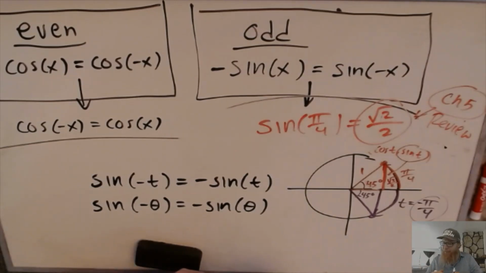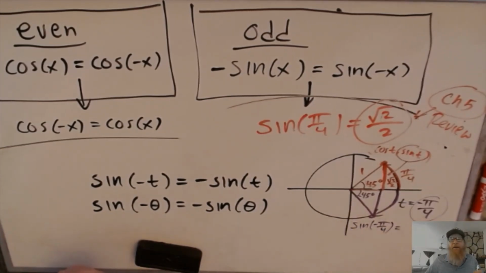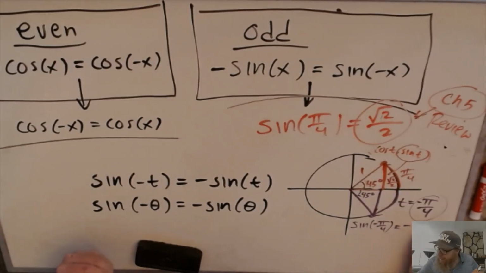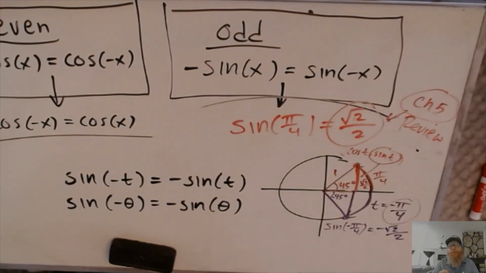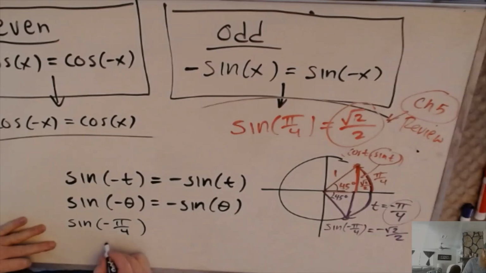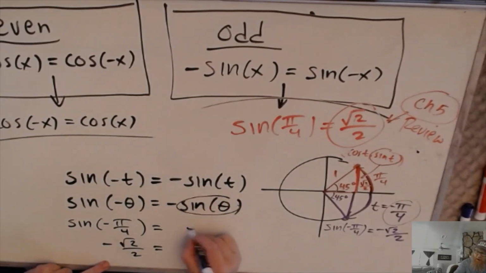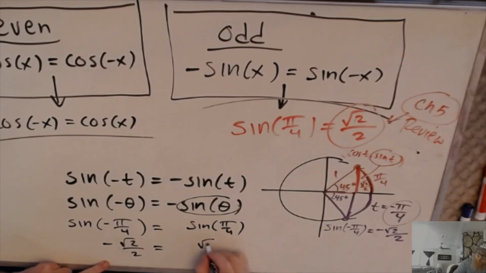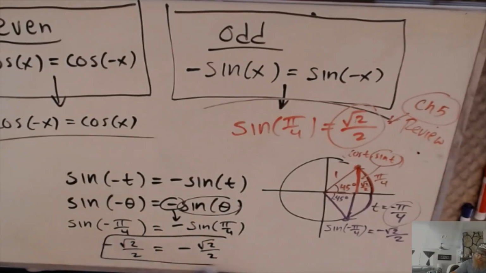Okay. So notice what happens here. Sine of negative pi over 4, because you're in quadrant 4, that's negative root 2 over 2. So this illustrates this property. Sine of negative pi over 4 is negative root 2 over 2, and sine of pi over 4 is just root 2 over 2. These are not equal to each other, but when you bring down the negative sign that's out in front, just bring it down after you've done the sine, you get negative root 2 over 2 is equal to negative root 2 over 2.